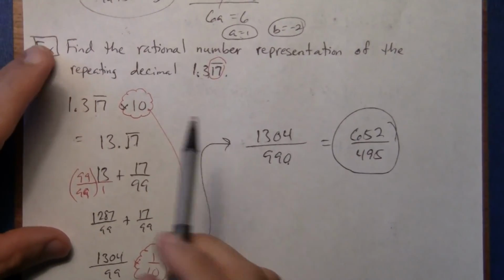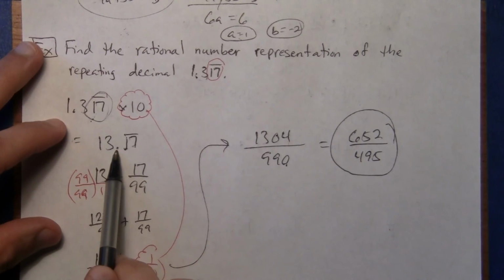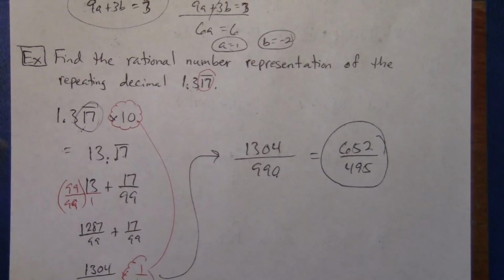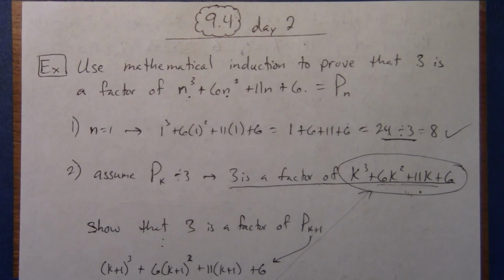So there might be other ways to do it, but this is the way I like doing it. I like getting the thing that's repeating by itself on the right side of the decimal point. Alright, there is your homework help for 9.4 day 2. Feel free to ask for help if you need to.